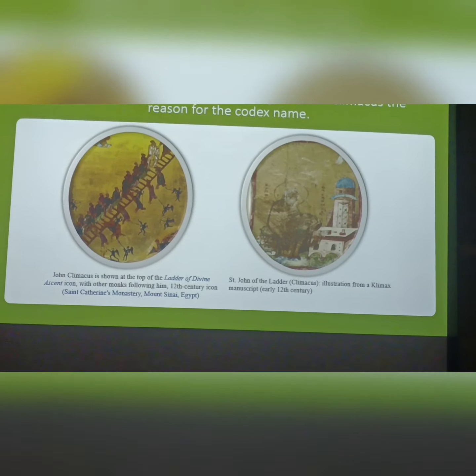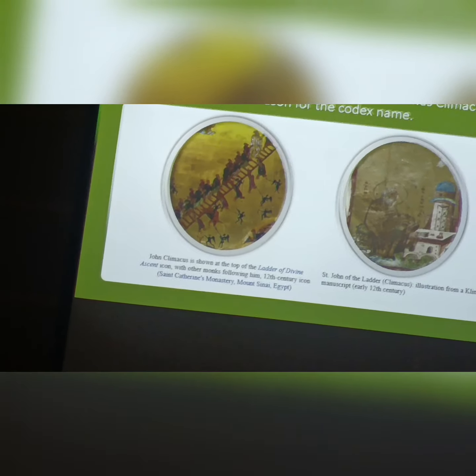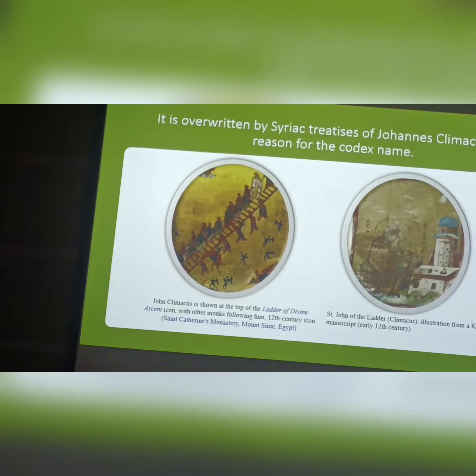So it is overwritten in Syriac. It is by Johannes Climacus, and because of this, its name is Climaci. So he was a monk at Saint Catherine Monastery, Sinai in Egypt, and he wrote on this codex in the 5th or 6th century, and he is usually known as Saint John of the Ladder.